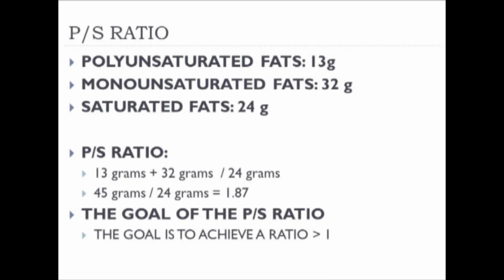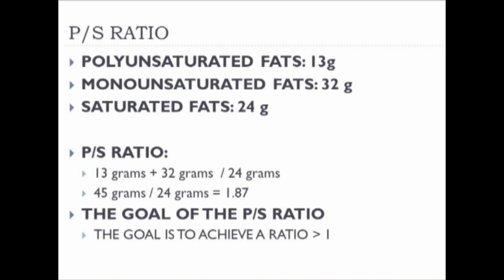All right, now, how about a visual example? Let's say we have polyunsaturated fats of 13 grams, monounsaturated fats of 32, and saturated fat of 24. So the PMS ratio would be the addition of the good fats divided by the bad fats. The goal is to achieve a ratio higher than 1 in order to have a diet, essentially, that indicates a low risk of heart disease. So this would mean adding the poly to the mono, that would be 13 plus 32, and dividing that by 24. We'd get a ratio here of 45 over 24, or 1.87. This ratio is clearly over 1 and would be indicative of a low risk of heart disease.